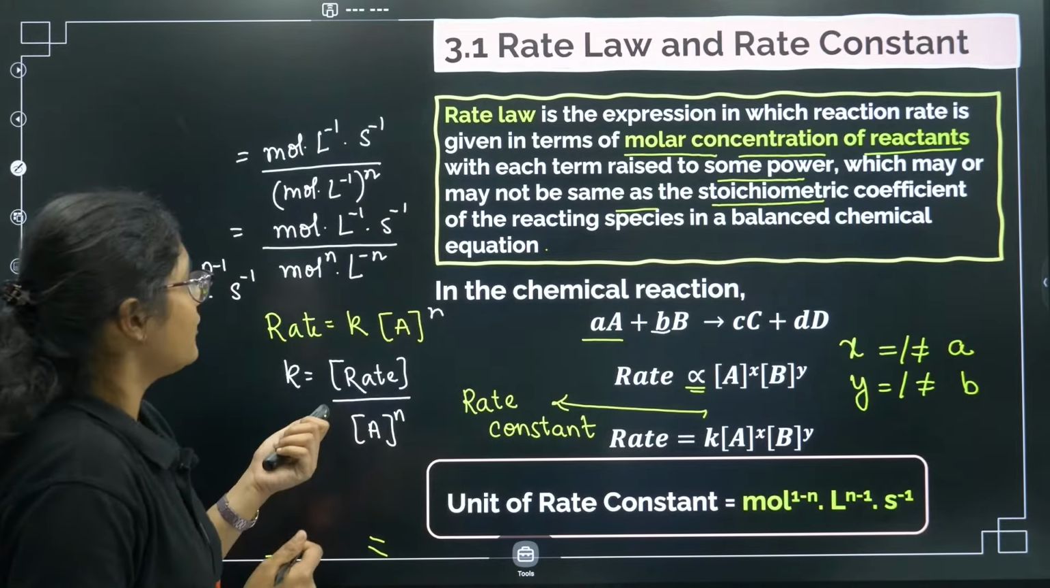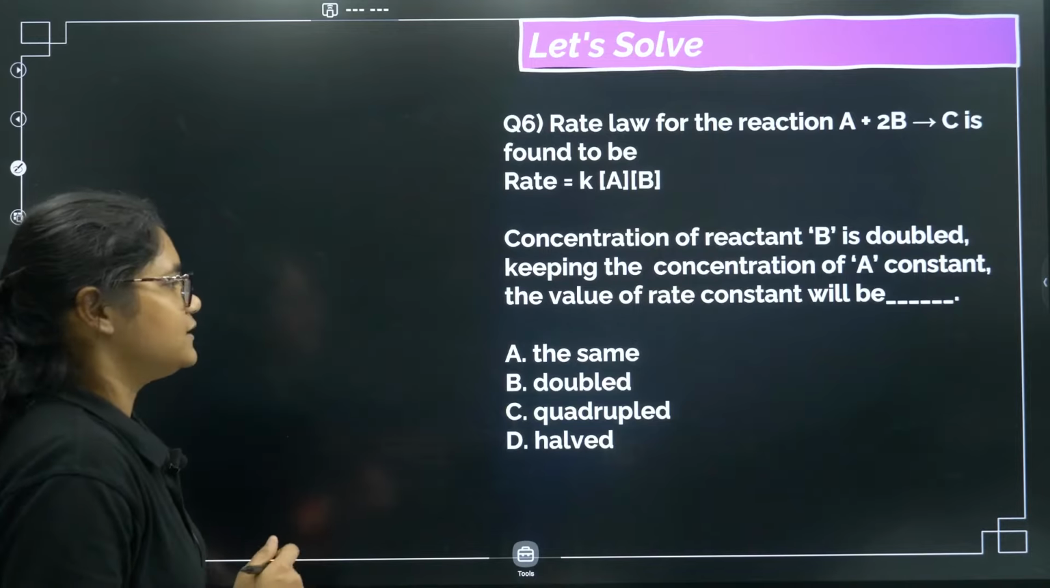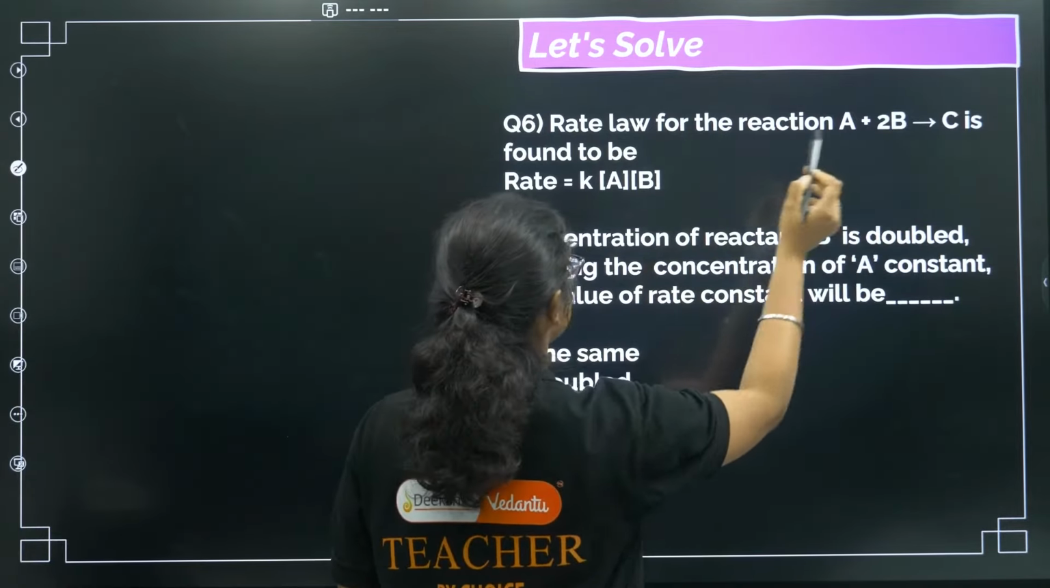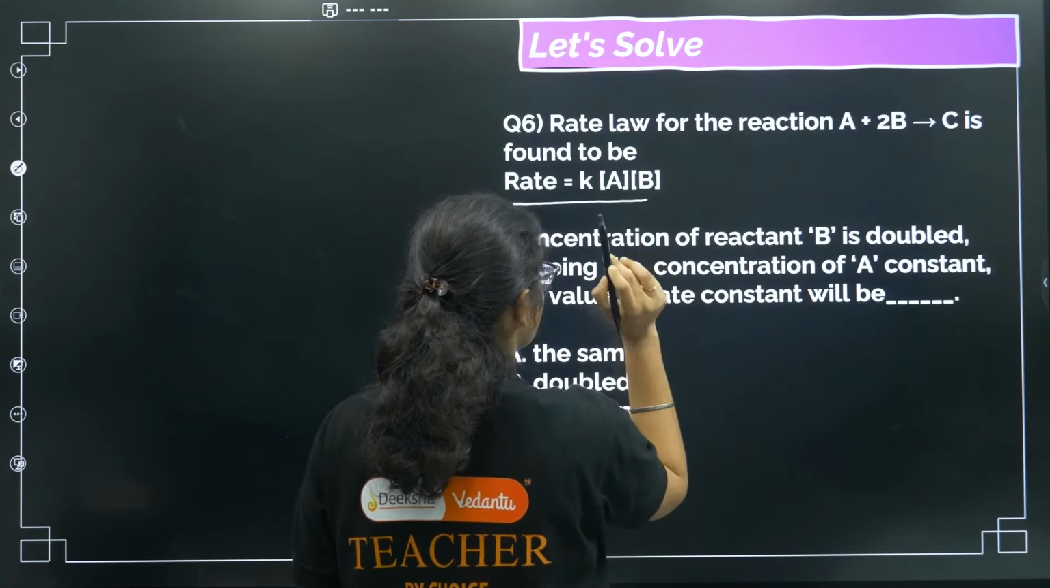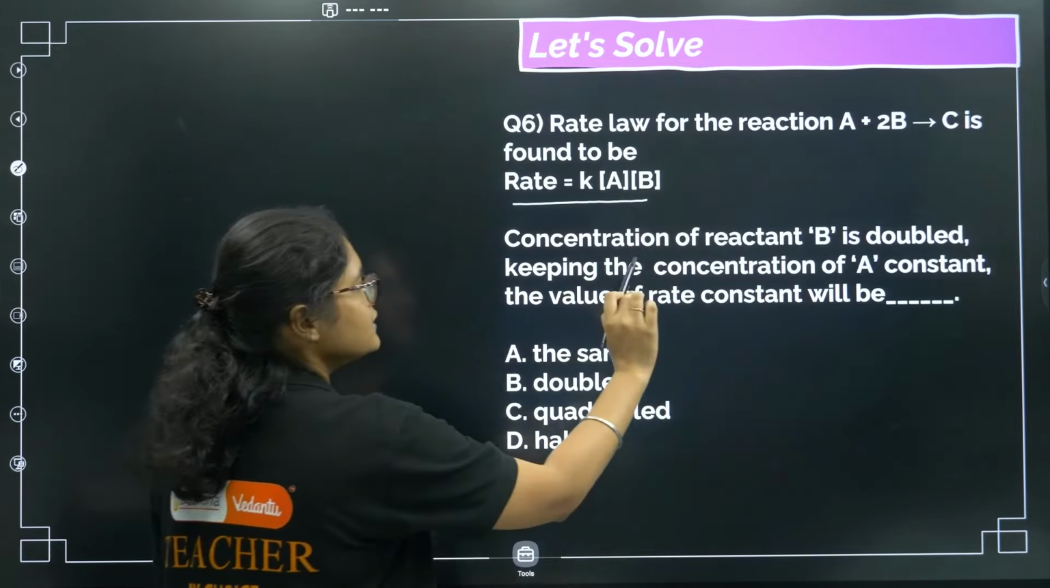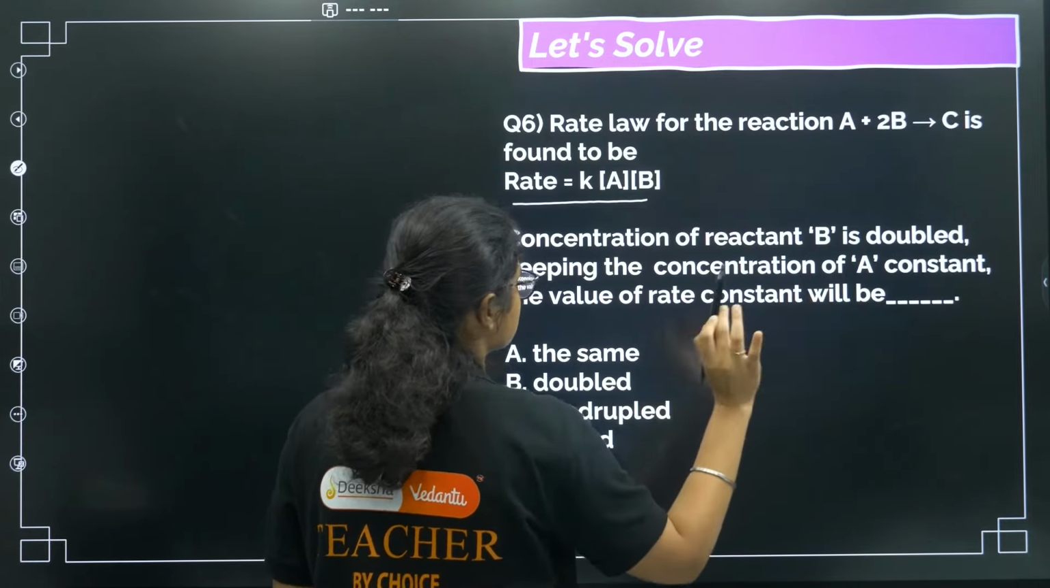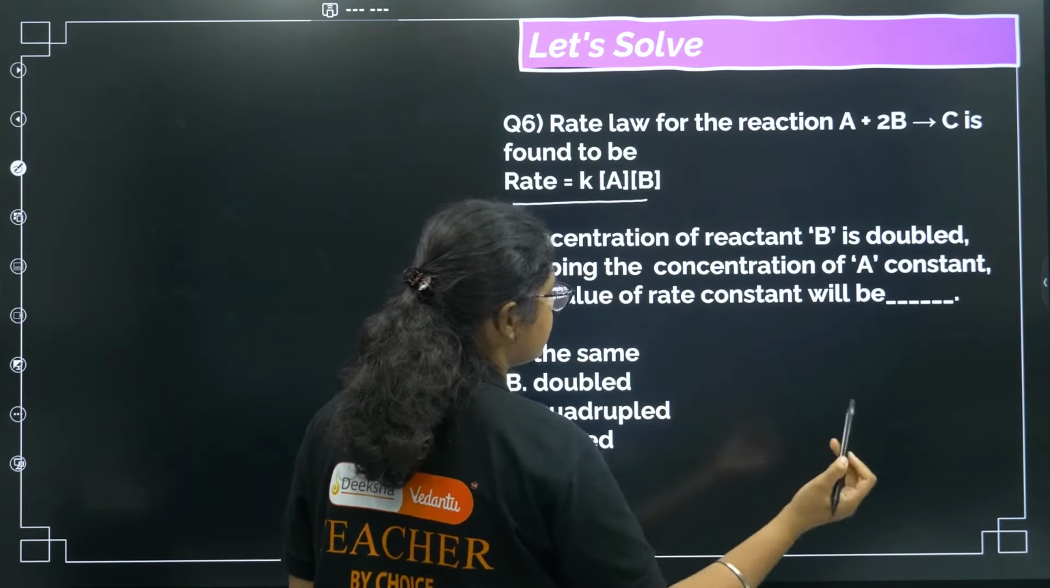Okay. Now let us go to the next thing. A question is here for you now. Rate law of a reaction A plus 2B gives C is found to be this one. Okay, they have given you the rate law. Now the concentration of the reactant B is doubled, keeping the concentration of A constant. The value of the rate constant will be.